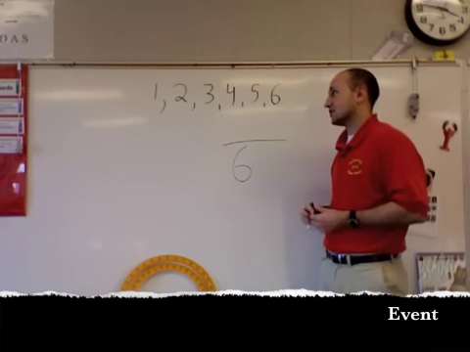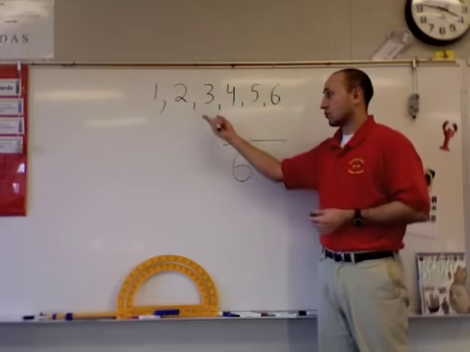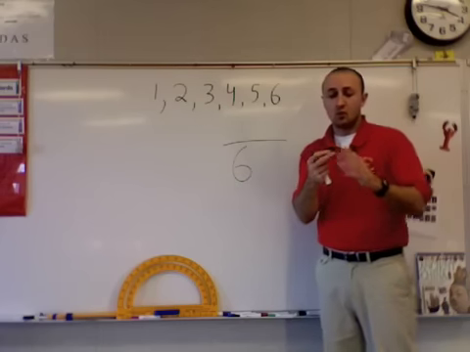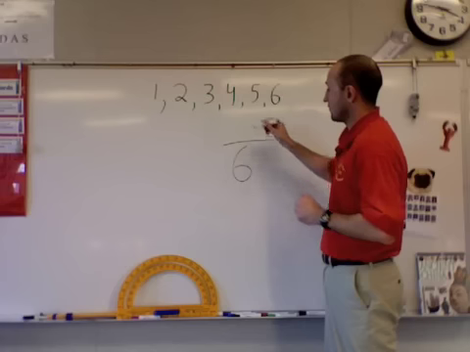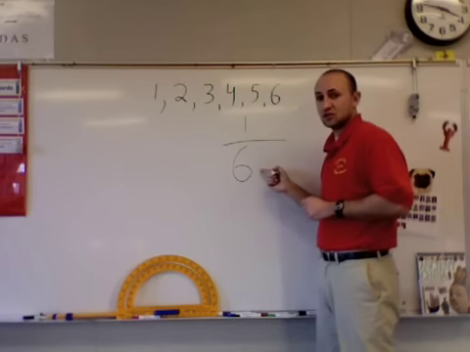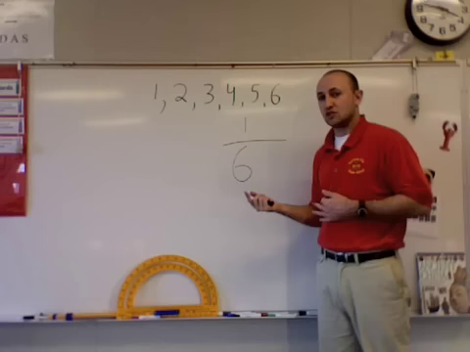So in this case, let's say we have just the number 2. What is the probability of rolling a 2? Well, there's only 1 2 on my cube, so what that means is I have a 1 in 6 chance of rolling a 2. And I can change this for different events.